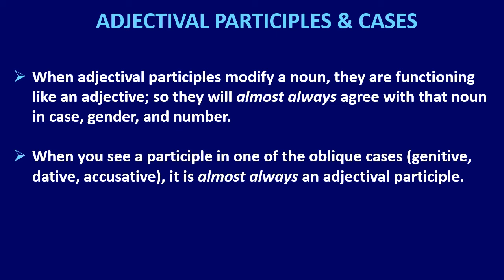Another point to keep in mind when it comes to interpreting or translating adjectival participles is that when you see a participle in one of the oblique cases, it is almost always an adjectival participle. Here's another tip or clue that I'm providing to help you readily, quickly, easily interpret or translate some of these participles. What are the oblique cases? Well, they're the cases that are not nominative or vocative. So in other words, genitive, dative, accusative in the five-case system. So when you see those, you can say in your mind, well, it's virtually always going to be an adjectival participle.